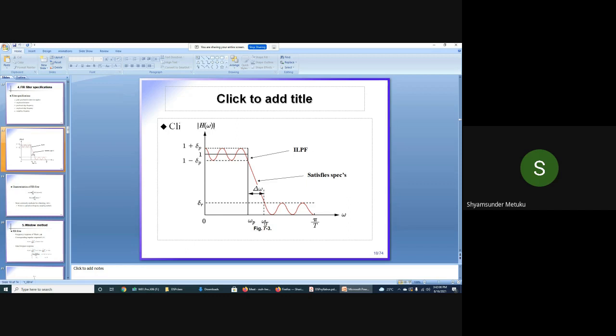So now, the black color will be the desired response, but what we get is the red color, which is the practical response, isn't it? So how much deviation, how much delay is expected? That is called the transition band, delta omega, which is given there. That's called the transition band, the gap between two frequencies where my response jumps from the pass band to the stop band.